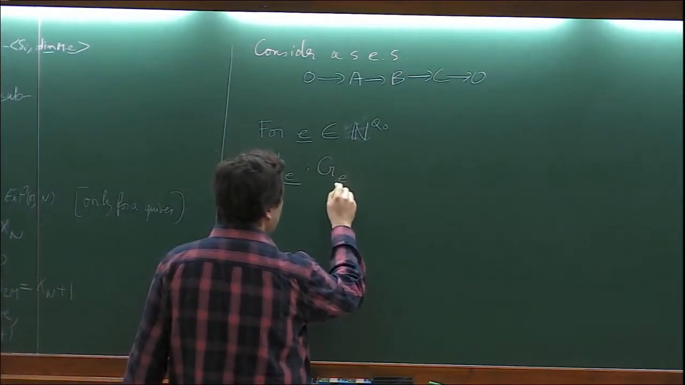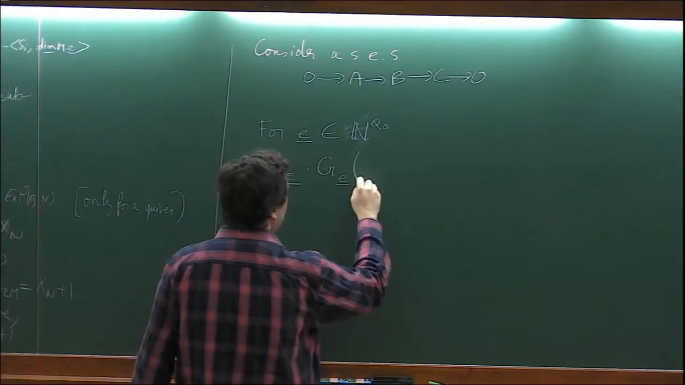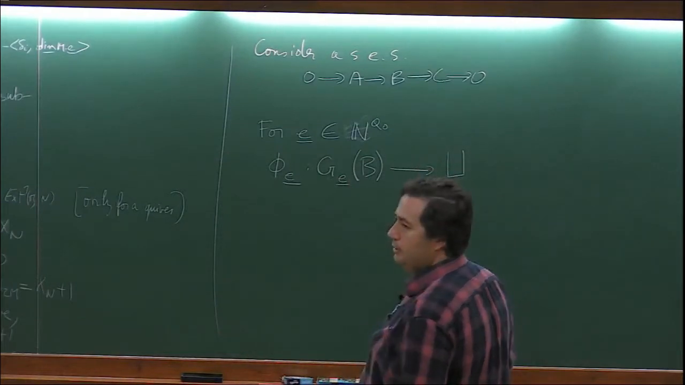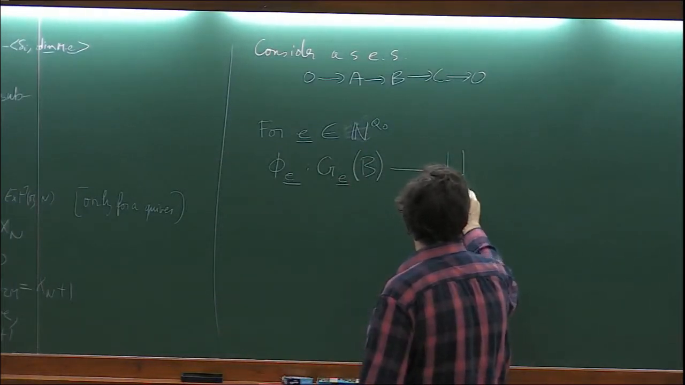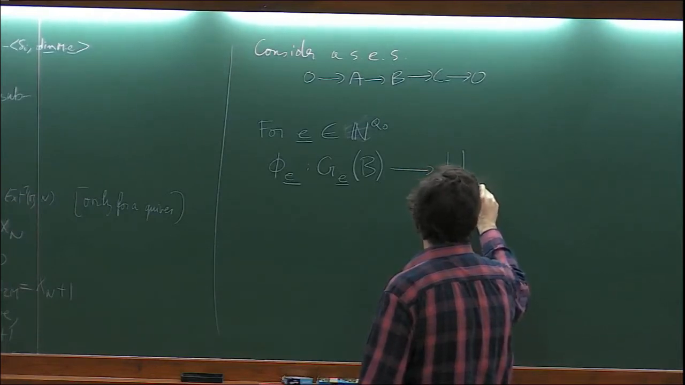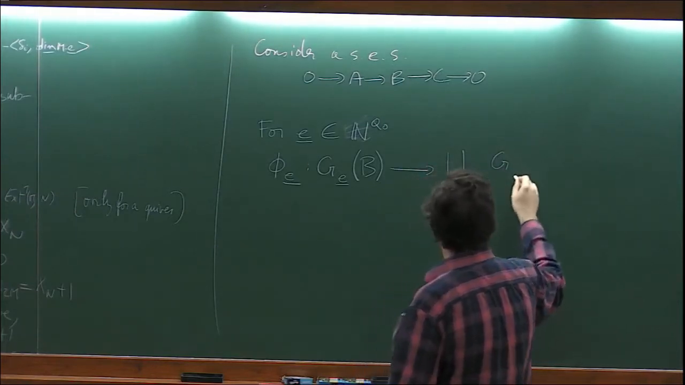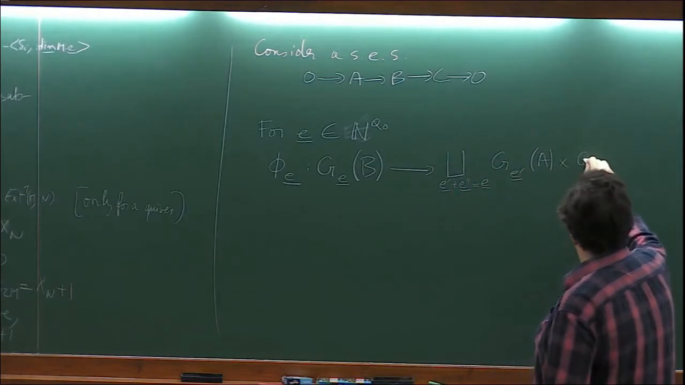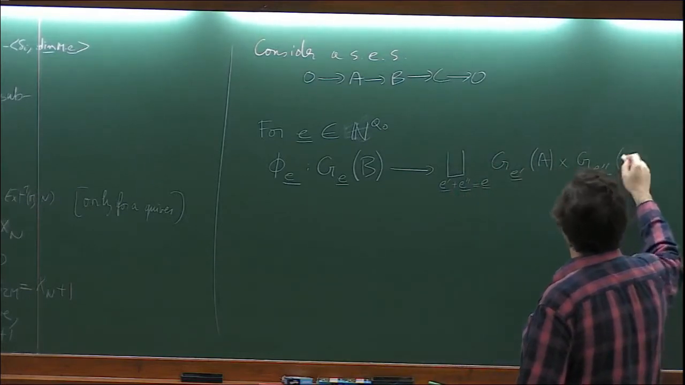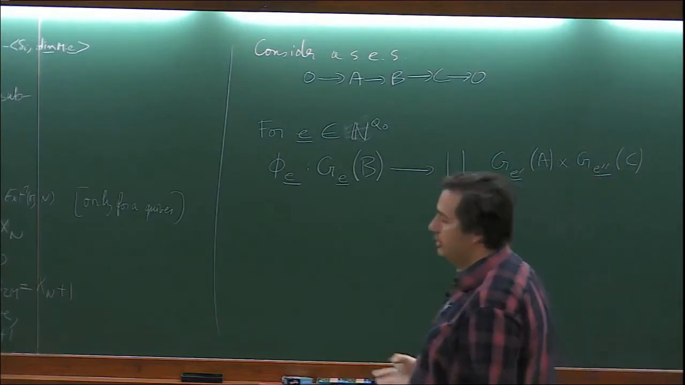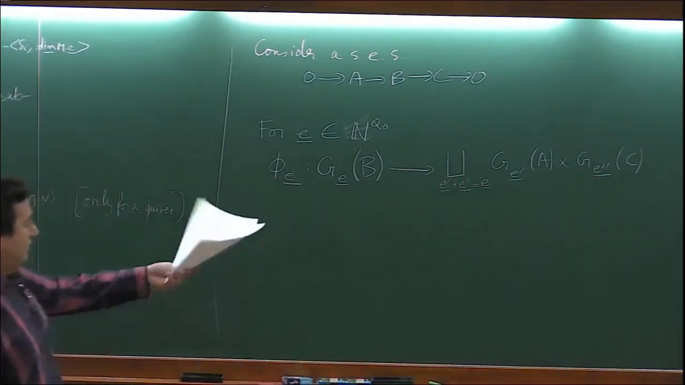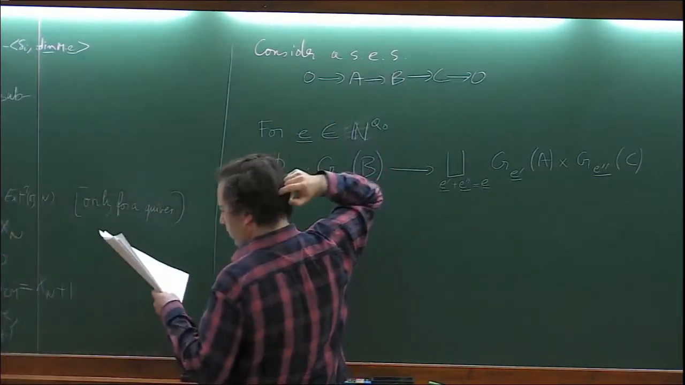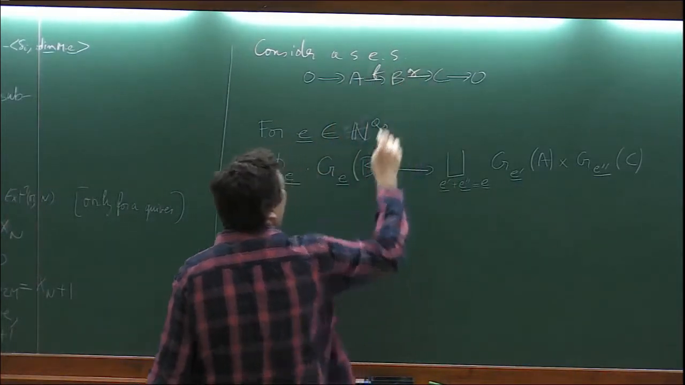It goes from the Grassmannian of submodules of E submodule of B, and it goes to something that I will write as a disjoint union for E prime plus E double prime equal E of Grassmannian of E prime submodule of A cross Grassmannian of E double prime submodule of C. And there is a natural way to create at least pointwise such a thing. So let's call these two maps F and G. That's not so original.